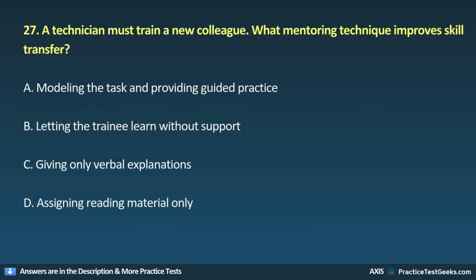27. A technician must train a new colleague. What mentoring technique improves skill transfer? A. Modeling the task and providing guided practice. B. Letting the trainee learn without support. C. Giving only verbal explanations. D. Assigning reading material only.